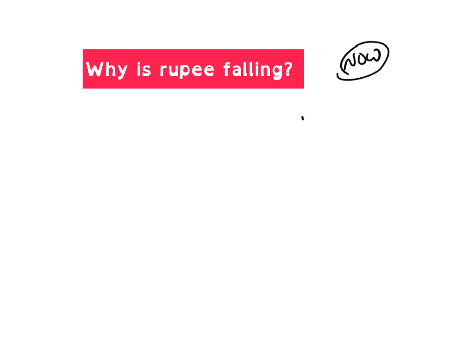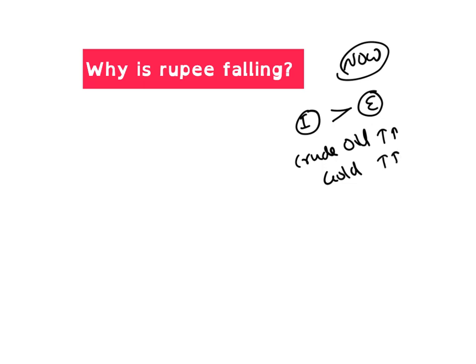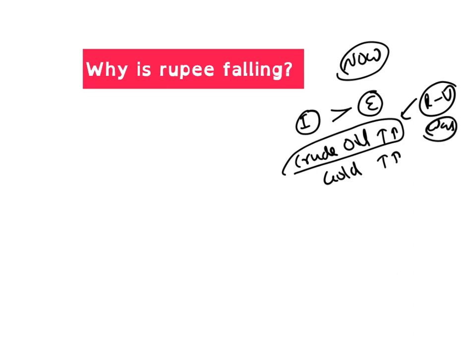Today, our imports are far exceeding exports. Why? Because what do we import? We predominantly import crude oil. We also import gold. The prices of both have gone up, especially crude oil because of the Russia-Ukraine war. So because of which our import bill has gone up, and exports have not gone up as much as imports.